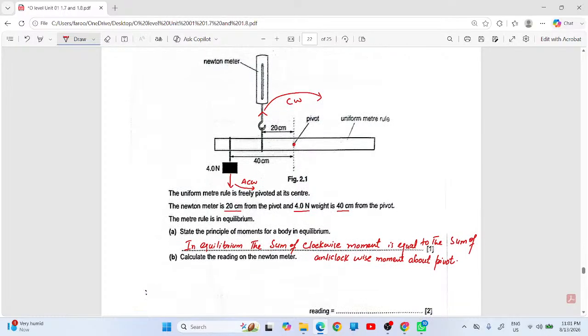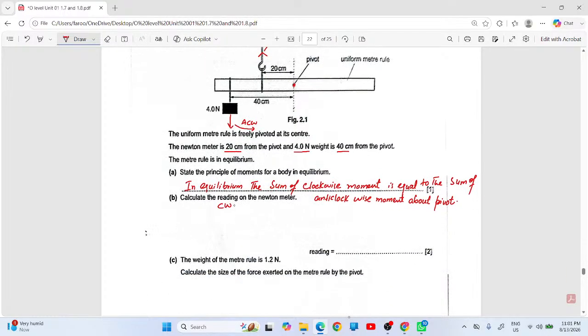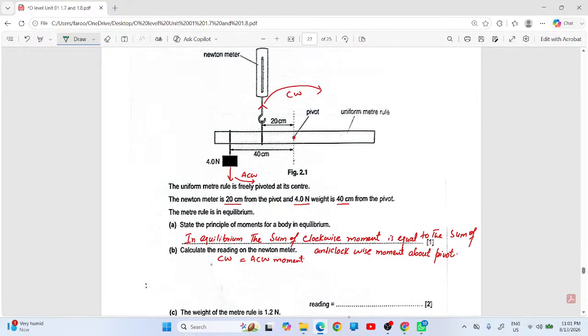So we do clockwise moment equals anti-clockwise moment. Now clockwise moment is the force times the distance 20, and next is anti-clockwise moment 4 times 40. This should be 4. So do it.